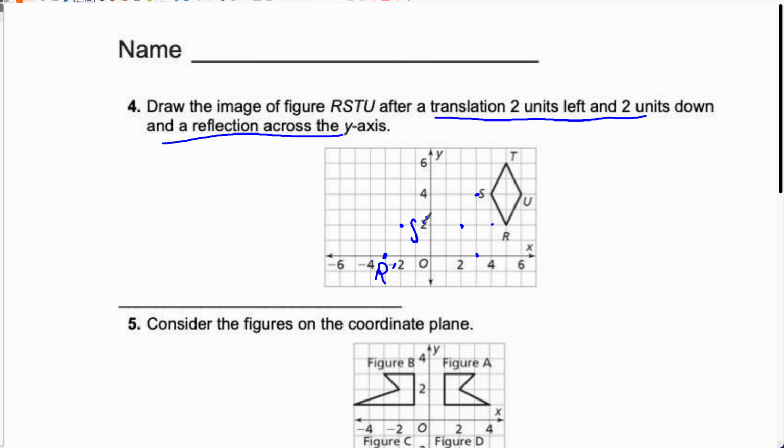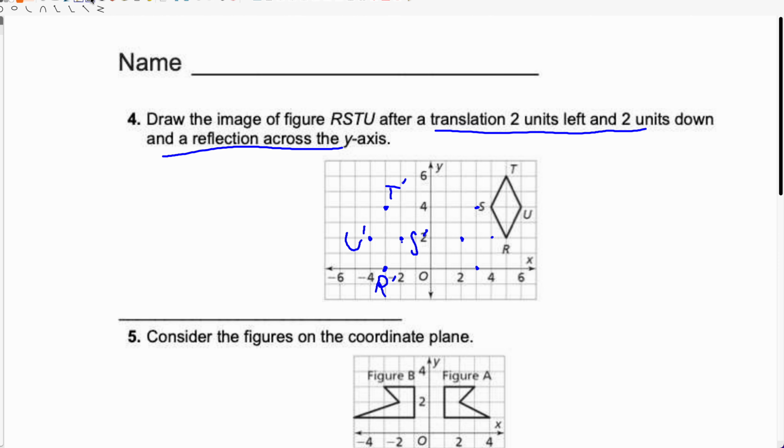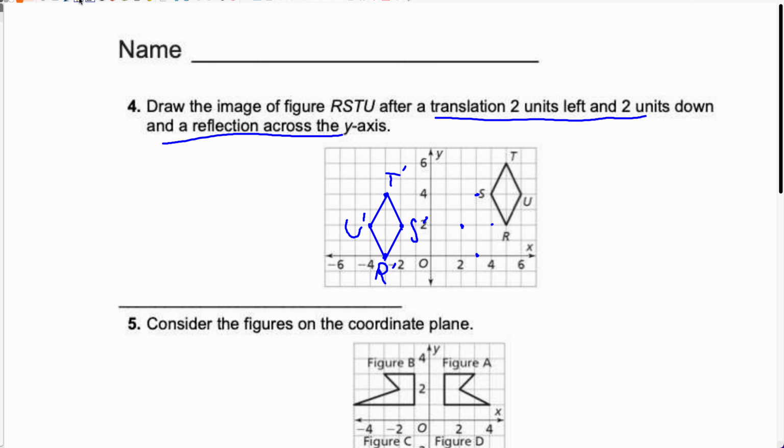And then U across from it, 1, 2, 3, 4. U prime is going to be way over there. Okay. And then T, 1, 2, 3, 1, 2, 3. T prime is up here. So that's where the new shape needs to end up. Something like that. Make sure it is labeled properly.